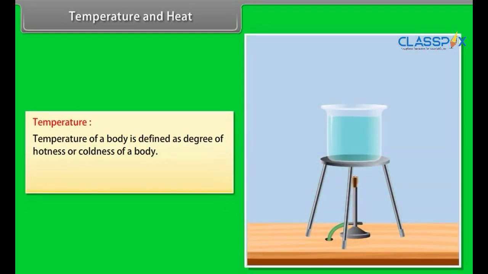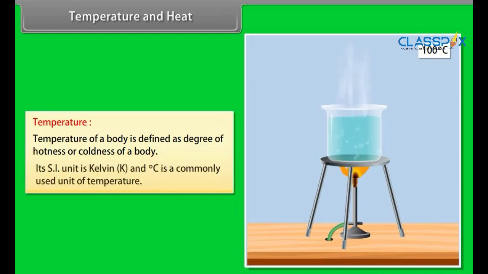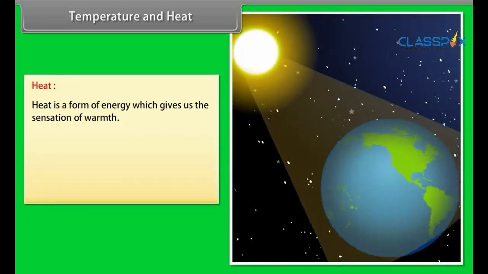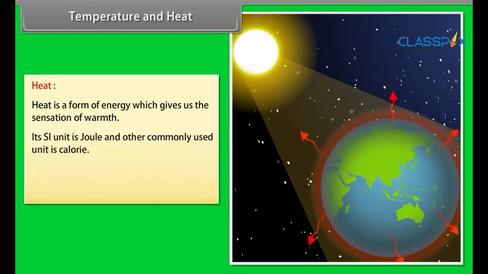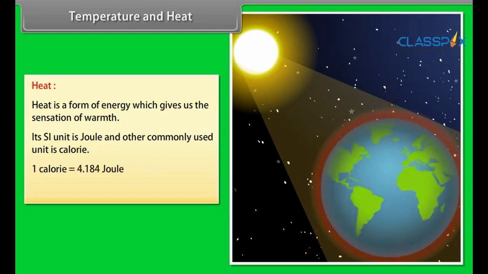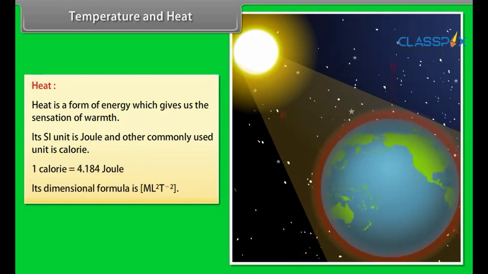Temperature and heat. Temperature of a body is defined as degree of hotness or coldness of a body. Its SI unit is Kelvin and degree Celsius is a commonly used unit of temperature. Heat is a form of energy which gives us the sensation of warmth. Its SI unit is joule and another commonly used unit is calorie. 1 calorie is equal to 4.184 joule. Its dimensional formula is ML^2T^-2.